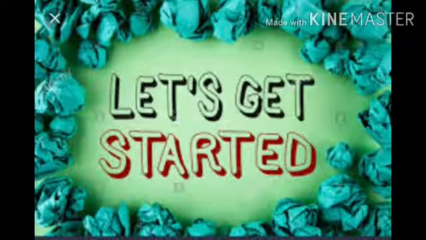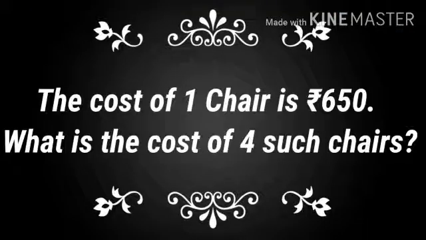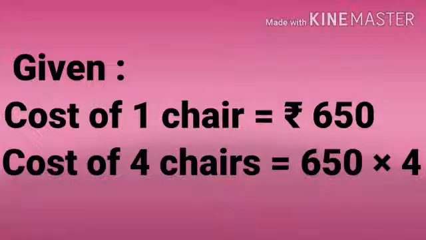Our first example is: the cost of one chair is rupees 650. What is the cost of 4 such chairs? As I explained earlier, read the question: what is given and what we have to find out. Given is the cost of one chair, rupees 650. We have to find out the cost of 4 chairs, that is equal to 650 multiplied by 4.